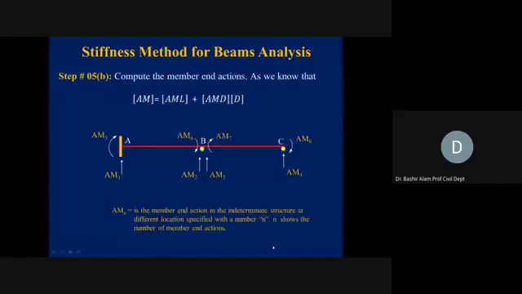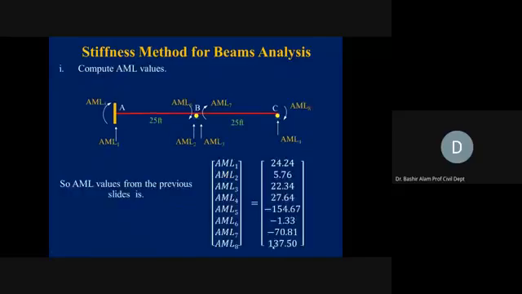Next, now, member end actions. Let us find out these member end actions. Accordingly, you can go to the diagrams from where you generated the AML matrix, and for the AMD values, you can go to the stiffness from where you generated the stiffness values. So here now, look, AM1.